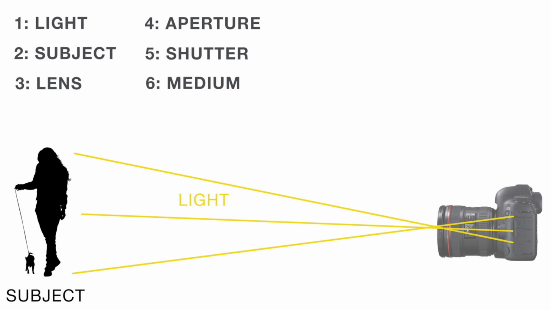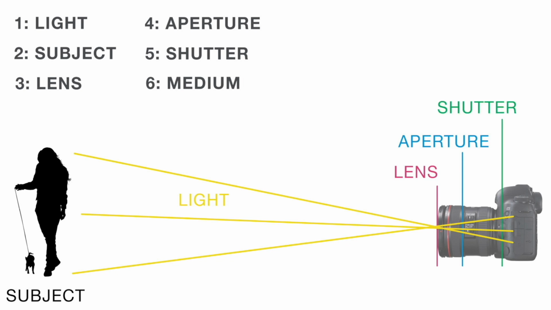It is then funneled through your lens, which is then regulated by your aperture, how much light you're allowing into your lens. It's regulated again through time by your shutter, how long it's open. And then finally, it's recorded on your medium, your digital back or your film. Once all 6 of those things are working together, that is how a camera works, and that is how you take a photo.